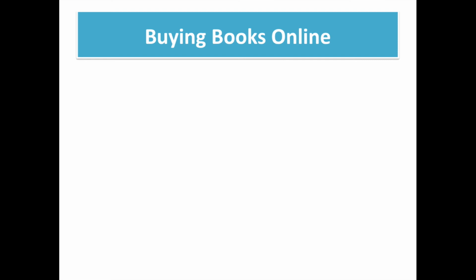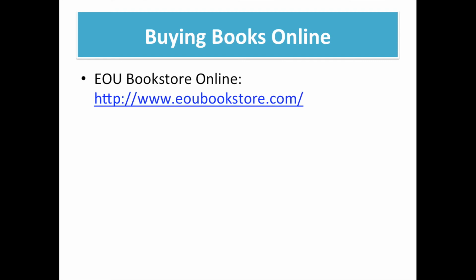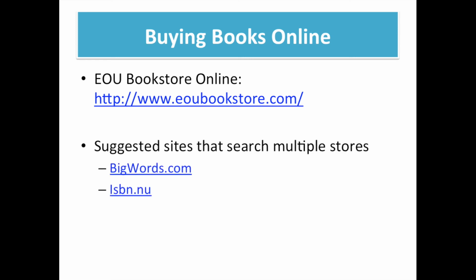Another option is to buy your books online. You can go to the EOU bookstore site and purchase your books there or get the information you need for your books. You can either use the book list generated through Webster or look up courses individually on the EOU bookstore site. If you decide to purchase your books outside of the EOU bookstore, I recommend these two sites, Big Words and ISBN. These are meta search engines, which means that they search multiple sites and give you multiple different prices for the books you're searching for.